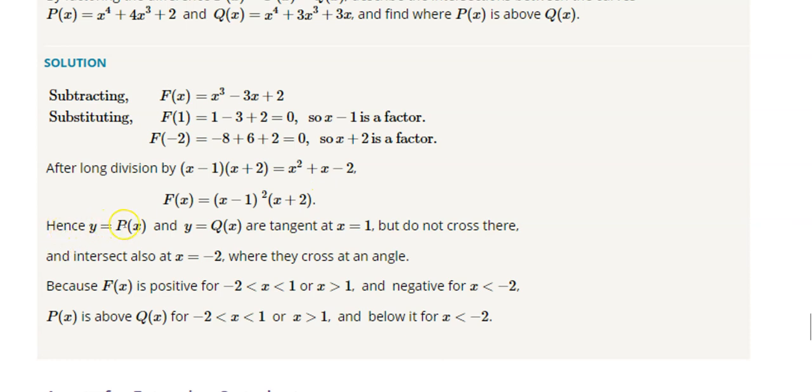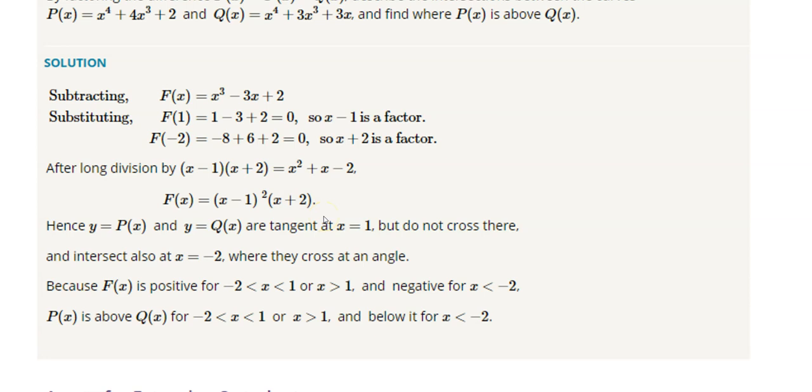Cool. So hence y equals p of x and y equals q of x are tangents at x equals 1, but don't cross there, as it says. And there's an intersection. Oh, right. So when we're looking at the zeros of this function, this tells us characteristics of the intersections between the other two functions. So this is saying that if we plotted p of x and q of x, they would touch each other at this point, but they wouldn't cross over, and then they would cross over at this point.